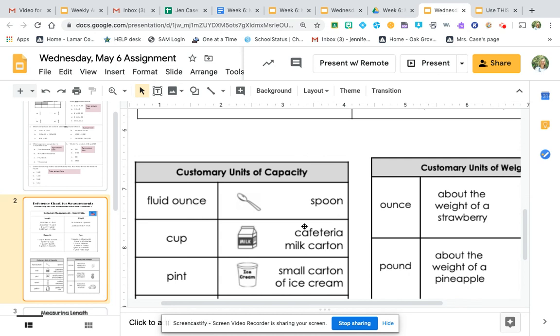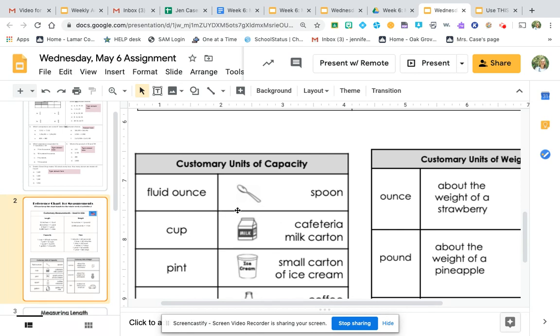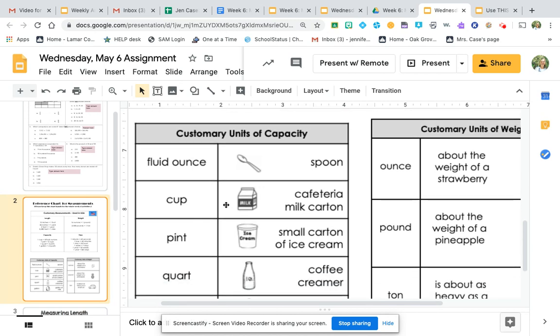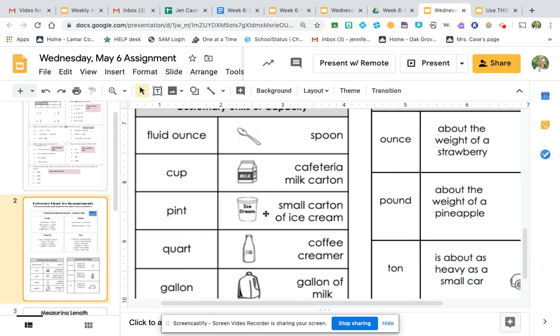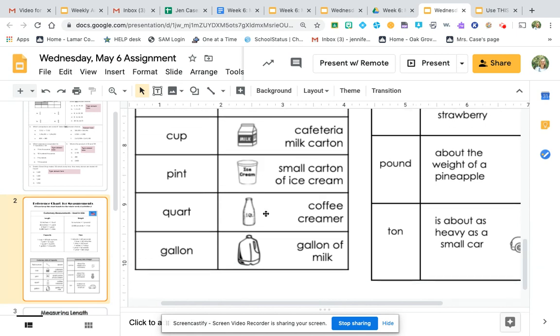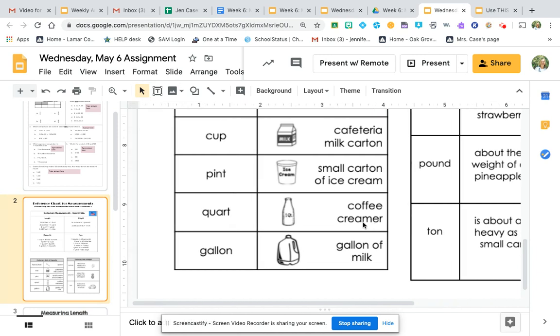Then we included, in case you don't have measuring cups or rulers, things around your house that can tell you how close things are. A fluid ounce is about like a spoonful of something. A cup would be like a cafeteria milk carton. A pint, maybe you have a small carton of ice cream or sour cream, or even a large container of yogurt would be a pint. Quarts are more like the size your parents might use for coffee creamer or half and half. And then a gallon is a big gallon of milk or tea or lemonade.